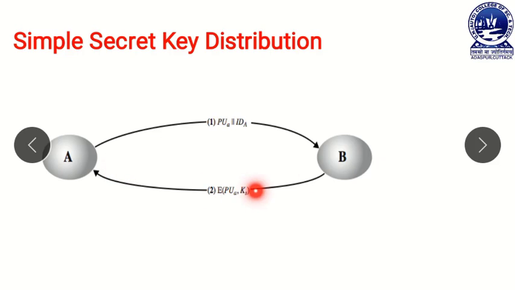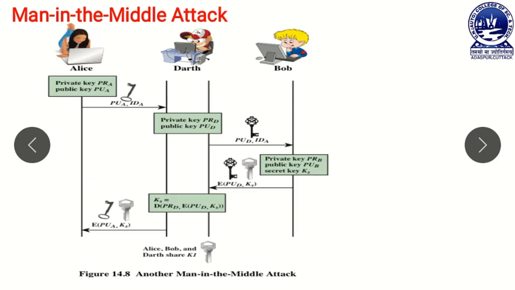After decrypting this message, A discards both the private key and the public key. This is all about the simple secret key distribution. But in this simple secret key distribution, there is some problem or some limitation. Now look at that limitation. That limitation is nothing but the man in the middle attack.